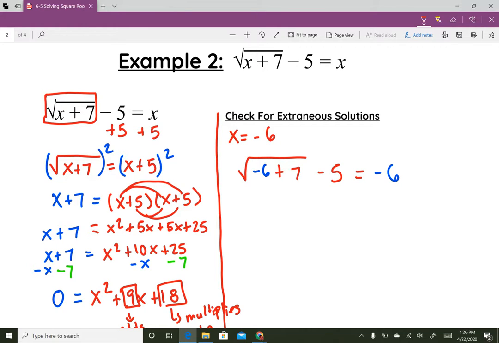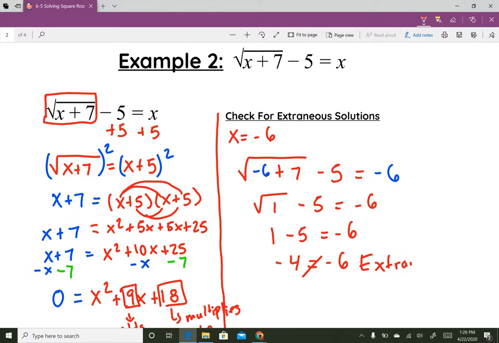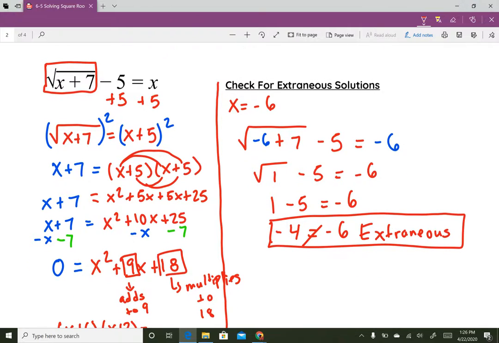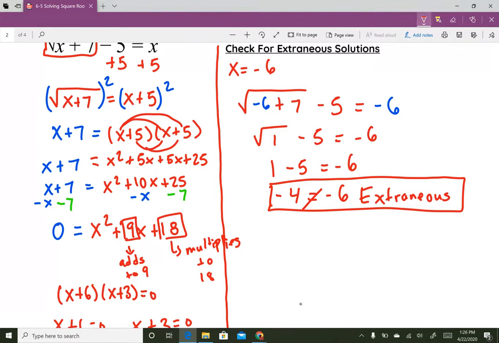So negative 6 plus 7 just turns into the square root of 1, minus 5 equals negative 6. The square root of 1 is just 1, minus 5 equals negative 6. What do we think? 1 minus 5 equals negative 6? Nope. Negative 4 equals negative 6. That is not true. So this is extraneous. It's an extraneous solution. It's not true, so I'm just going to write my answer like that. If you get an extraneous solution, write extraneous.